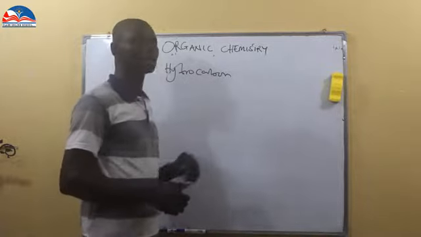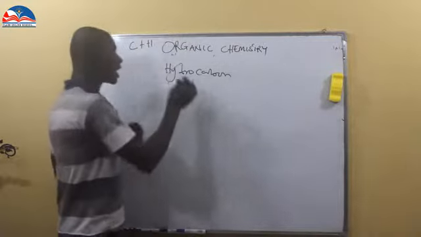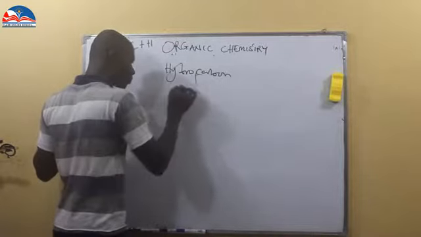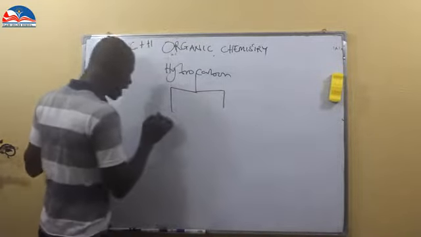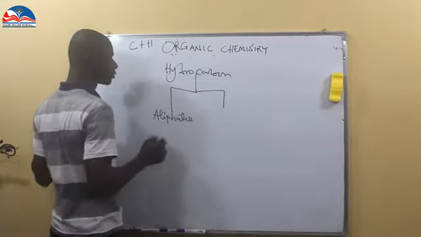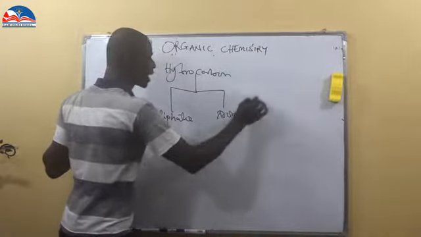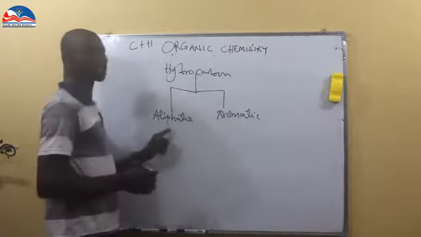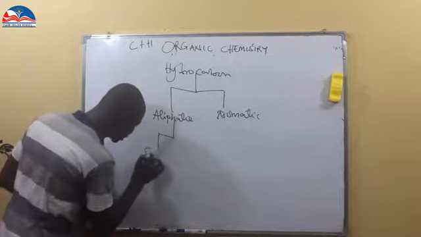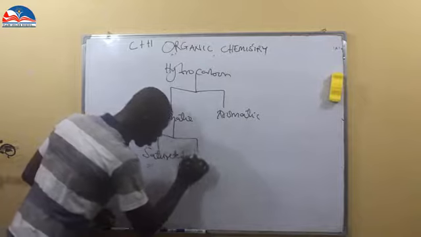Hydrocarbon, H and C, a compound that contains hydrogen and carbon atoms only. That's the meaning of hydrocarbon. And this hydrocarbon is divided into two. We have what we call aliphatic hydrocarbon, and we have what we call aromatic hydrocarbon. This aliphatic hydrocarbon is divided into two again: you have what we call saturated, and you have what we call unsaturated.